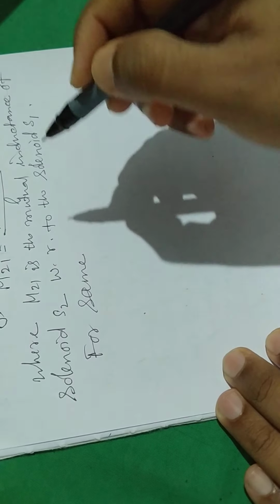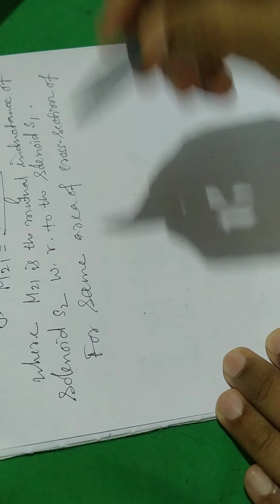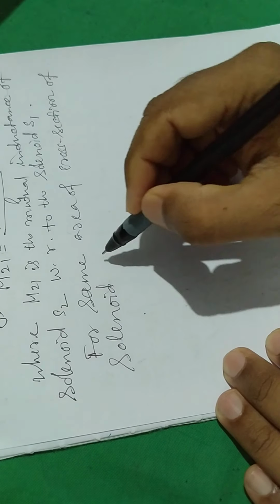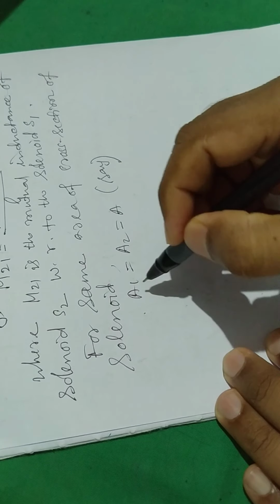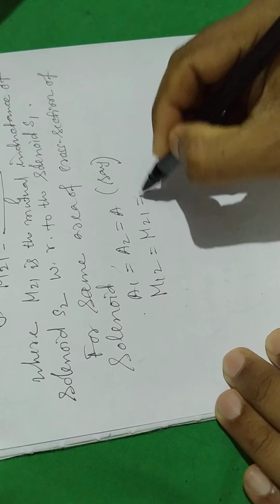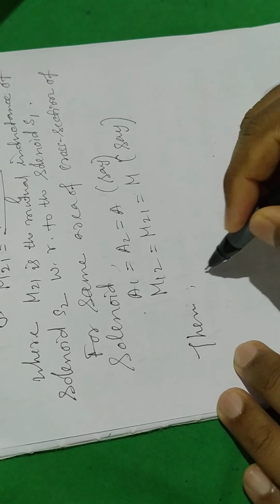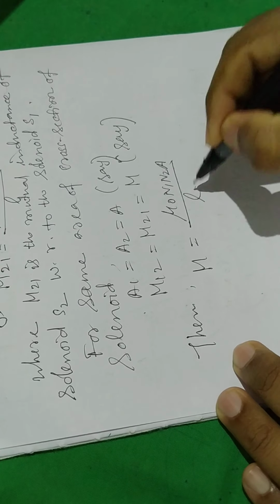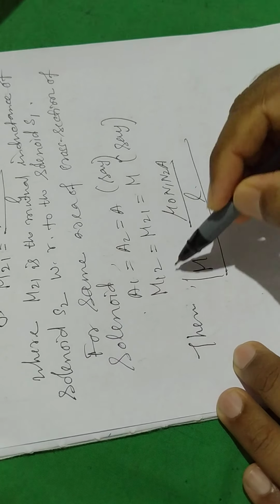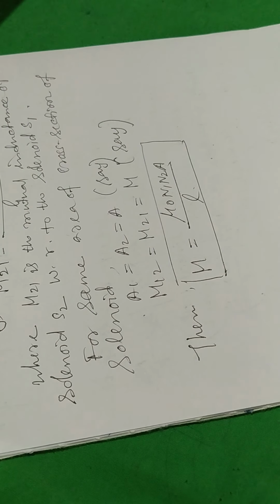For the same area of cross section of the solenoids, A1 equal to A2 equal to A, say, M12 equal to M21 equal to M, then M equal to mu naught N1 N2 A by L. This is the required expression for the mutual inductance of two long coaxial solenoids.